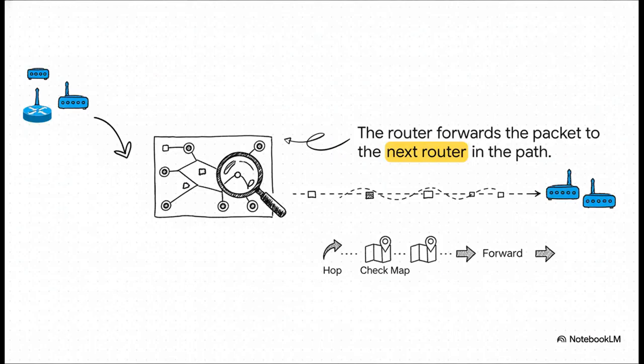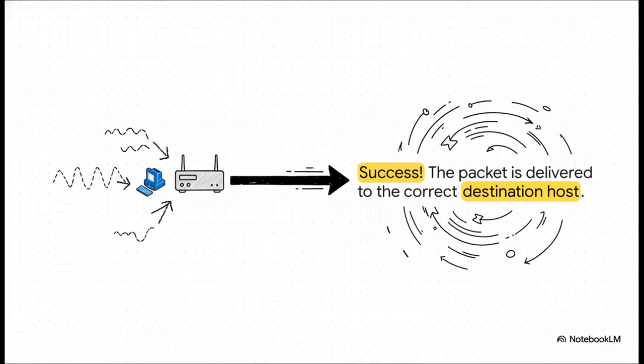And the routing table has the answer. It tells the router, hey, to get to that network, you need to send this packet to the next router in the chain. The router then zips the packet over a long-distance connection, one step closer to where it's going. And this process, hop to a router, check the map, forward it on, that can happen dozens of times for just one packet. And finally, after a series of these little hops, the packet arrives at the router that's connected to host B's local network. That router delivers it, and just like that, the journey is complete. And this all happens in the blink of an eye.